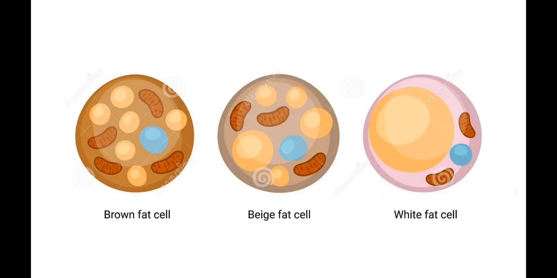The difference between these different kinds of adipose tissue is the number of mitochondria. Brown fat cells have a lot of mitochondria and they produce heat. But if the elderly do not have enough brown fat, they are freezing. If the temperature drops, they cannot stand the cold temperature.